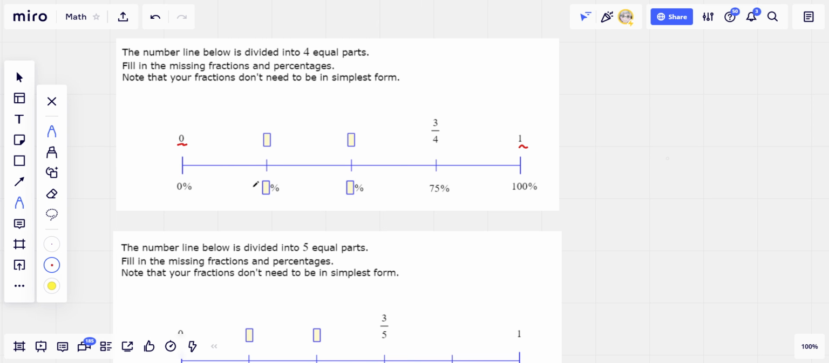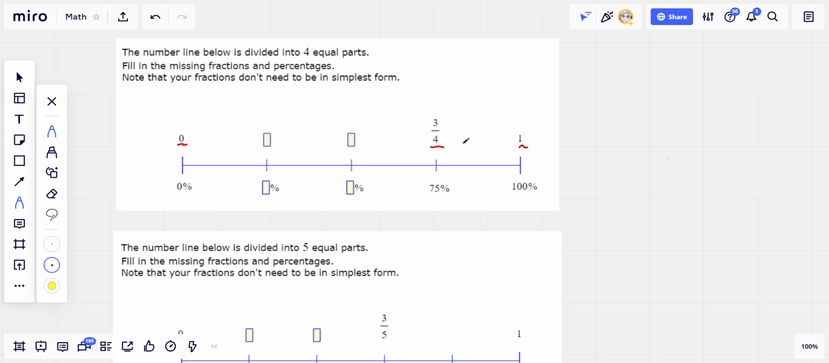So I think the first step is to make sure we know what fractions these are, and one way to do that is to count the spaces: 1, 2, 3, 4. So between 0 and 1, it's been split into 4 spaces. You probably could have figured that out by seeing the denominator here in 3/4. They call these benchmark fractions or benchmark percentages because they're the common ones that pop up again and again, and it's good to get them memorized.